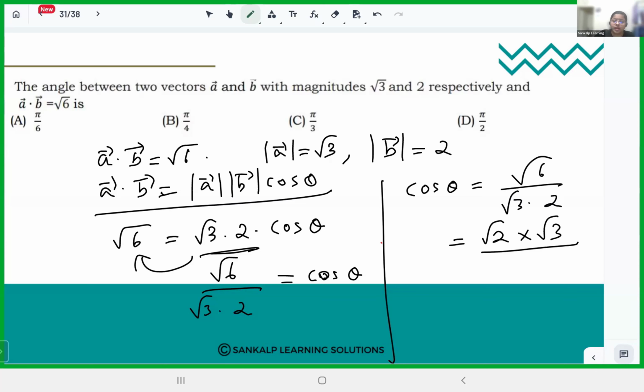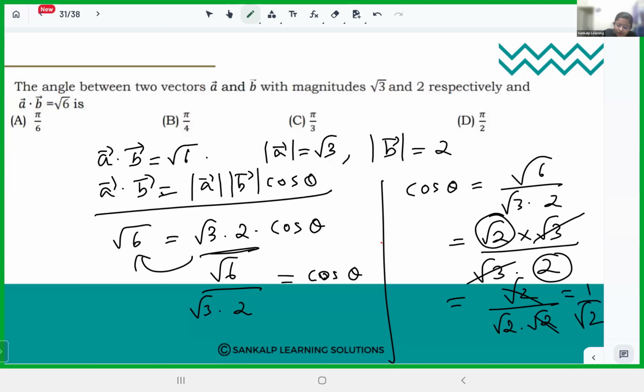Root 2 into root 3 is root 6 divided by root 3 into 2. So root 3 gets cancelled. And what about this root 2? This denominator 2 can be written as root 2 into root 2. We know root 2 into root 2 is 2, so this gets cancelled. So this is equal to 1 by root 2.